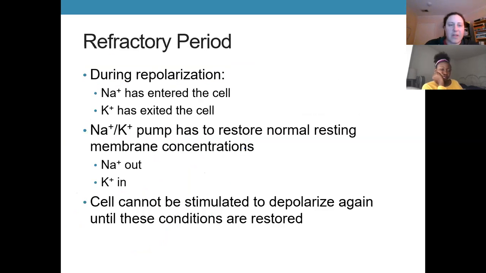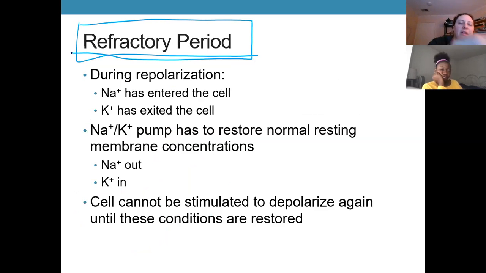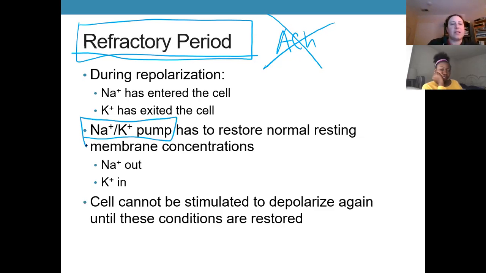And then there's a period of time where the cell is not responsive to stimulation again. So we can have acetylcholine being released and the cell isn't going to listen to it because it has to reset itself. So this is during the repolarization because now we have to fix this, right? We have to fix the fact that the sodium came into the cell when we want to keep it out most of the time, and the potassium left, but we like to keep it in most of the time. So we need that sodium potassium pump to get us back to normal, and then it's able to be stimulated again.